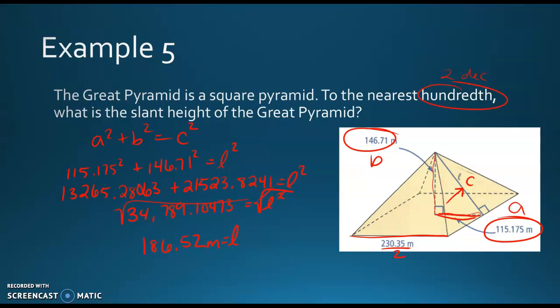But that's how Pythagorean theorem works. A squared plus B squared equals C squared. We square our 2 terms, add them together, take the square root. That's basically what we're doing.